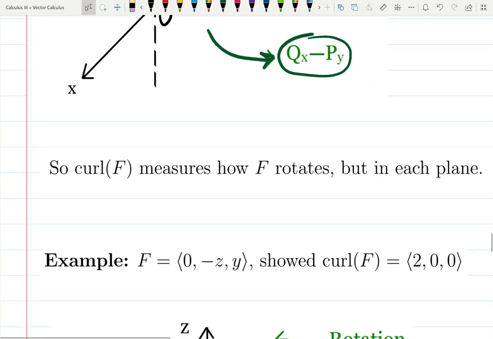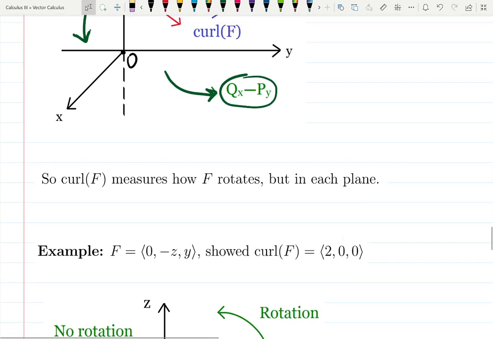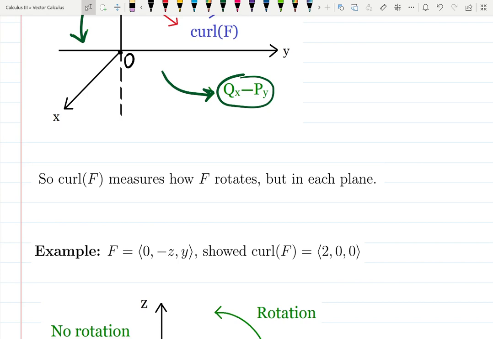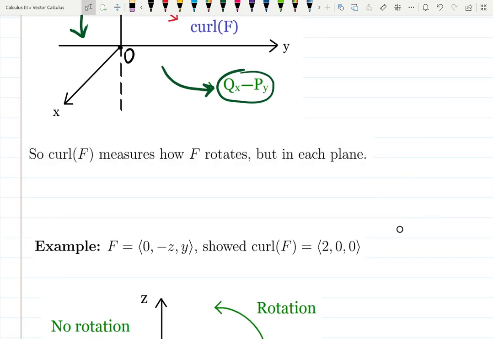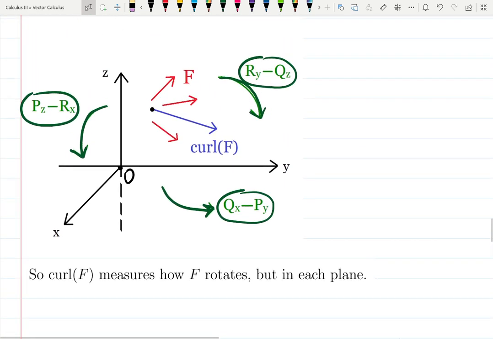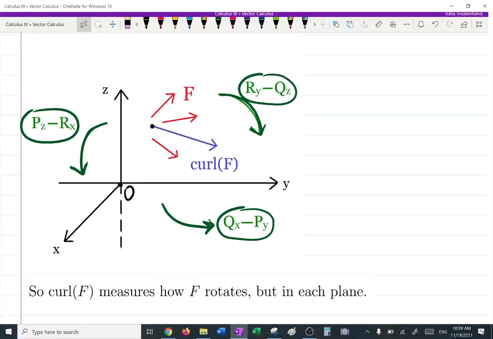Pretty fascinating. The curl measures how f rotates, but in each plane. In each plane. Yeah, I will wait. And I will show you the examples, and then we're going to figure out some example too. Do you have any cool videos? I found the animation I showed at the beginning, and I'll try to find more, but surprisingly not so many.